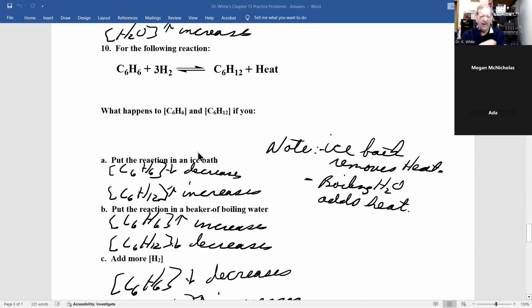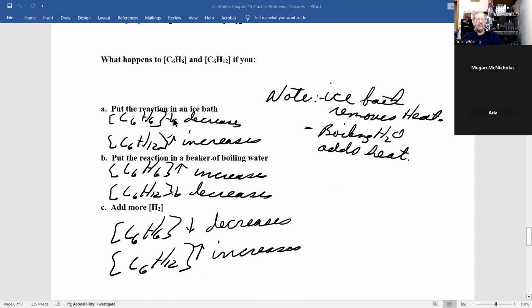Now let's look at 10. If we take C6H6 plus hydrogen, H2, to make C6H12 plus heat, this is called the hydrogenation, which I've done reactions like this in industry. What happens to C6H6 concentration and C6H12 concentration, putting the reaction in an ice bath? And notice here I have the nice little note, ice bath removes heat, boiling water adds heat.